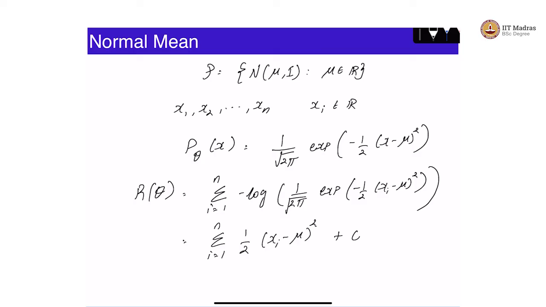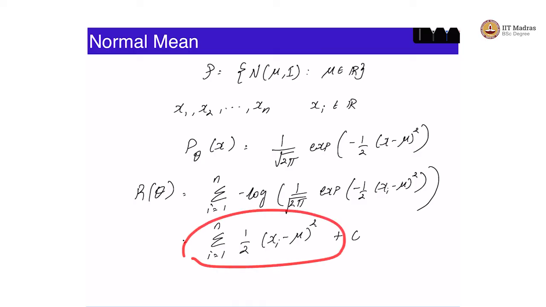You can use your first order necessary condition. You can take the derivative of this with respect to mu and set it to 0. And those are critical points. Your minima has to be one of these points. In this case, it happens to be that there is a unique point, so you can just solve for it and you get the minimum.